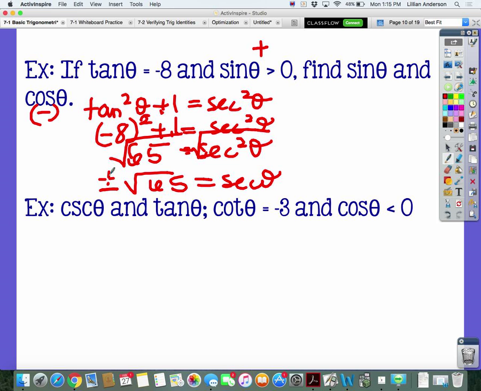But remember, secant is the reciprocal of cosine. And so whatever cosine is, secant is as well, sign-wise I mean. So because cosine is negative, that means that secant is going to be negative.